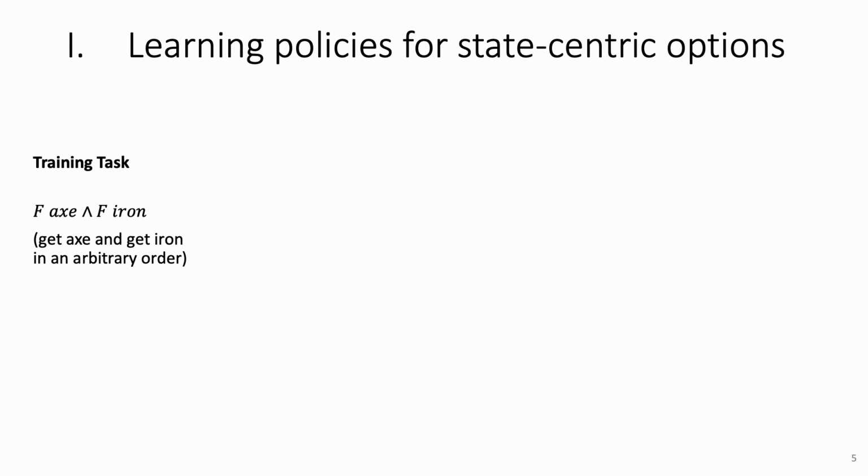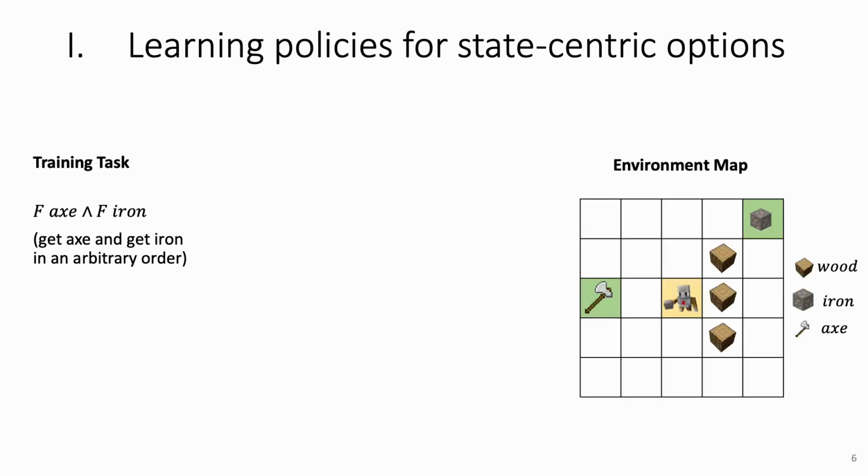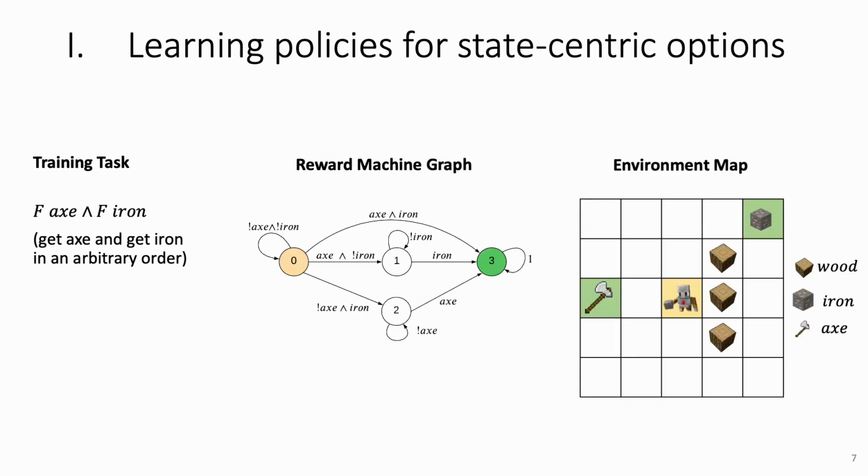Given an LTL task specification, find out X and find out iron, which means collect X and iron in arbitrary order in a Minecraft-inspired grid world domain. We first translate the LTL task specification to a reward machine shown here as a graph. The nodes represent reward machine states that encode the progression of the task. The edges are labeled by Boolean formulas. If satisfied, progress the task to the next state of the reward machine.